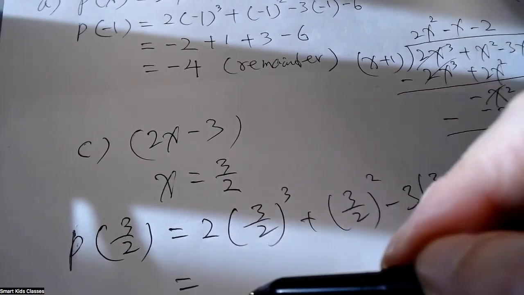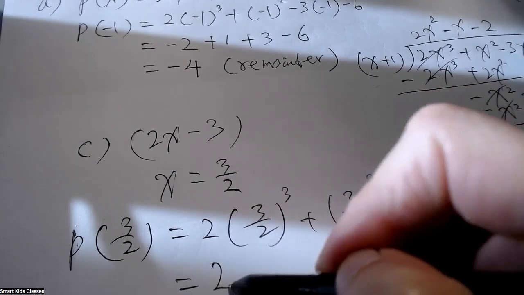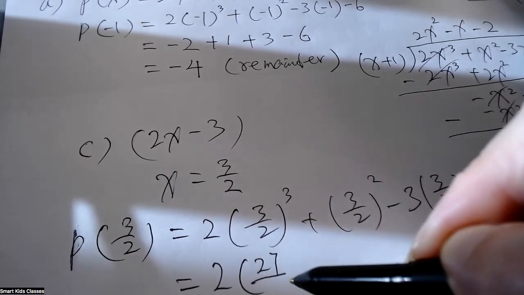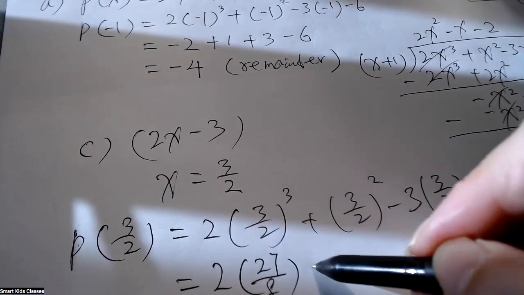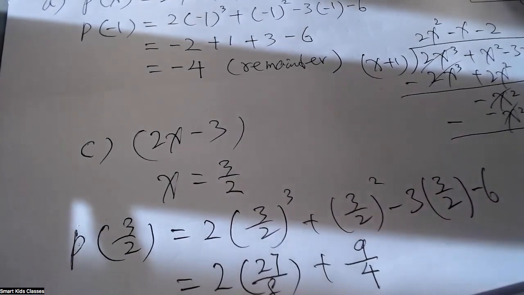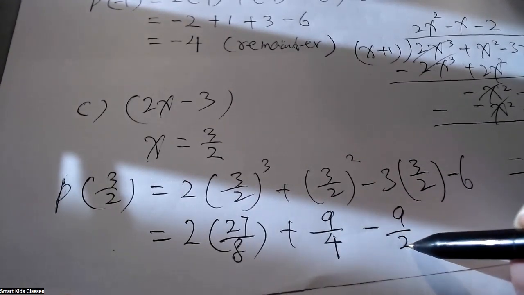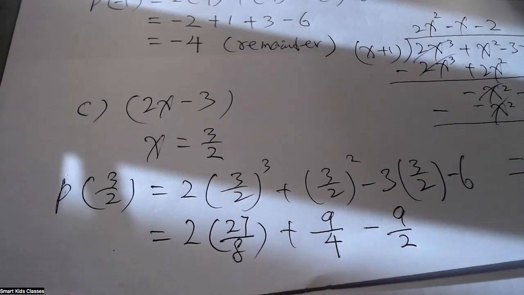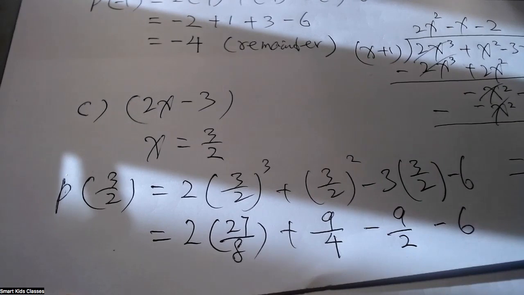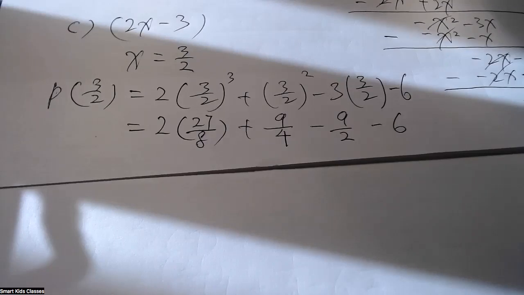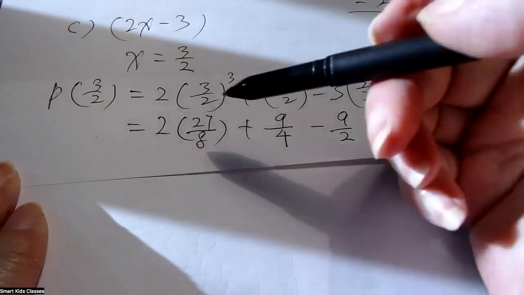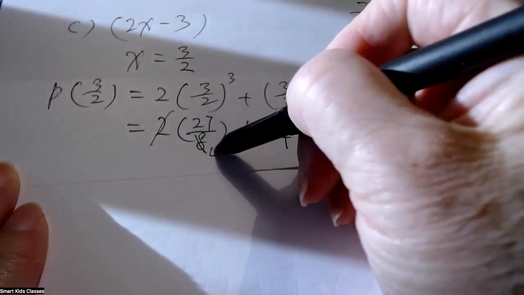So what are we going to get? We're going to get 2 times 27/8, and then add 9/4, and then add here is minus 9/2. And then the last part is a minus 6. So we continue to simplify. I'm going to move it to the second page. Now we continue to simplify. Times 2, we cancel this, it becomes a 4.